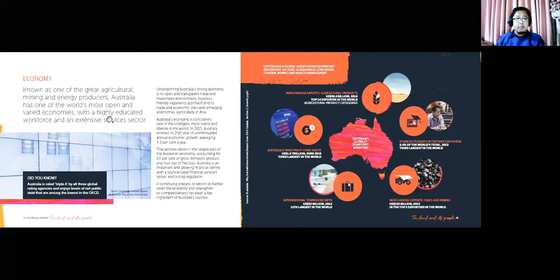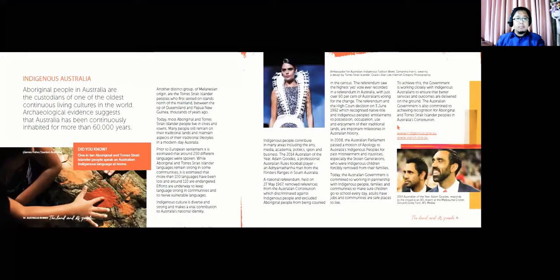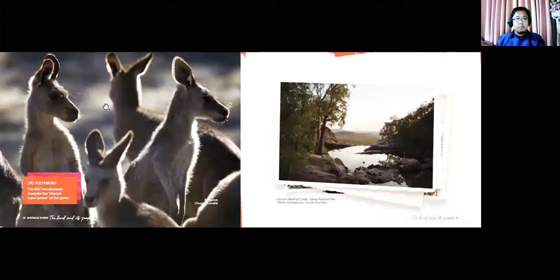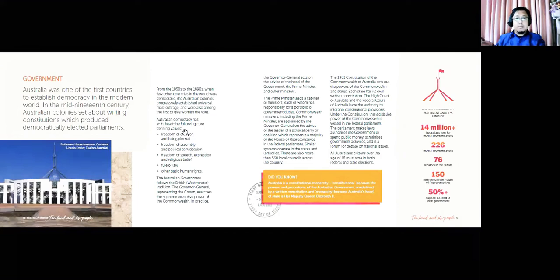Let me zoom it for you. Okay, so no, not this one. Try to zoom it.